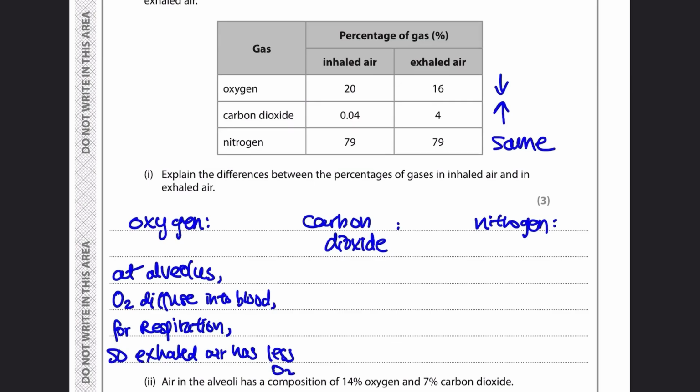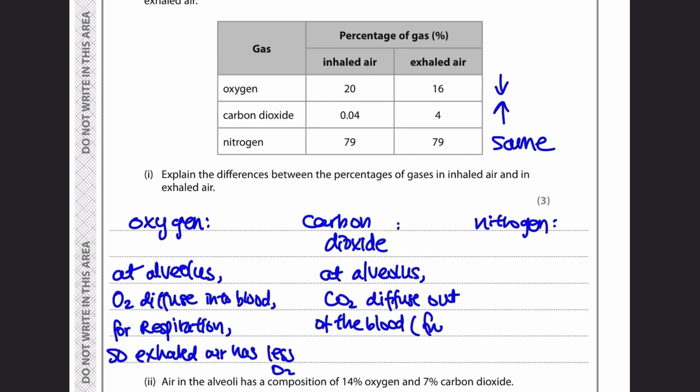Carbon dioxide, exactly the opposite. What happens to carbon dioxide at the alveolus? At the alveolus, CO2 diffuses out of the blood because it's been produced in the blood. In fact, it's been produced in the cells from respiration, and then it's carried through the blood to the lungs so you can breathe it out. You have to breathe out the CO2 because it's a waste product that you have to get rid of. So at the alveolus, CO2 diffuses out of the blood, and you can say that is from respiration, right? That's why you would have CO2 in the blood in the first place. Okay, so exhaled air has more CO2.